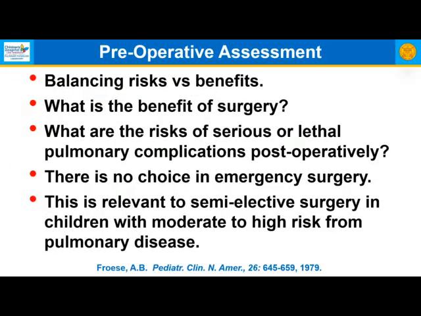A preoperative assessment, what we need to do is to balance risks versus benefits. So what is the benefit of the surgery? What are the risks of serious or lethal pulmonary complications postoperatively? There's obviously no choice in emergency surgery, but this type of questioning is relevant to semi-elective surgery in children with moderate to high risk from pulmonary disease.